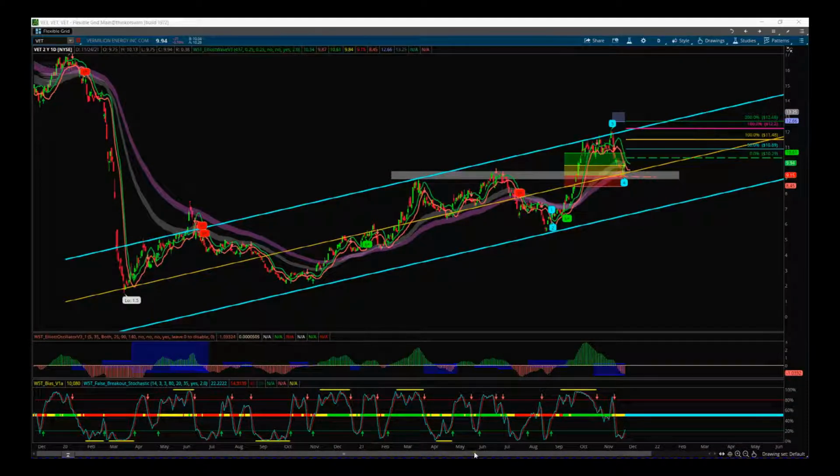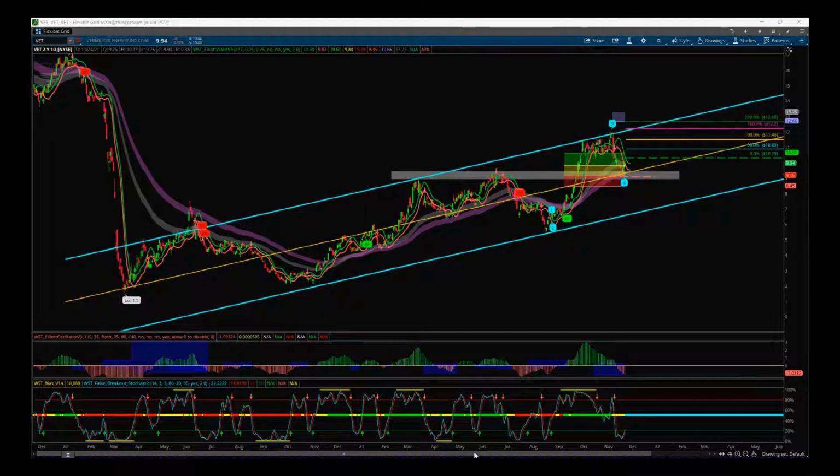Hi, this is Paul from globaltradingsoftware.com, and this is a quick Elliott wave technical trading tutorial for swing trading stocks. I'm looking at VET on the daily time frame. I'm using the thinkorswim version of our Elliott wave indicator suite and our EMA Clouds.